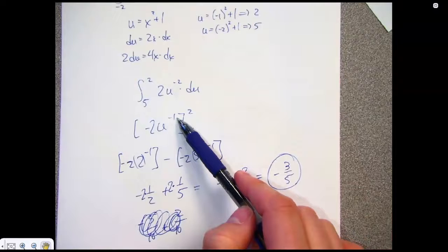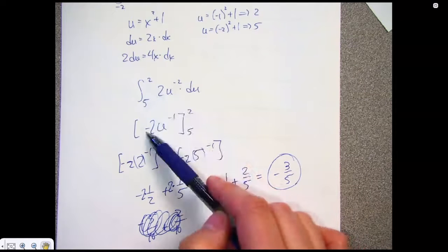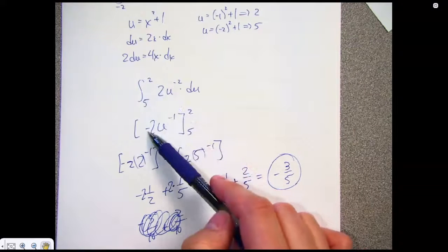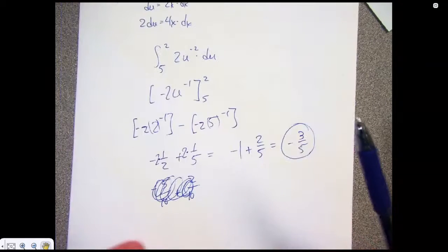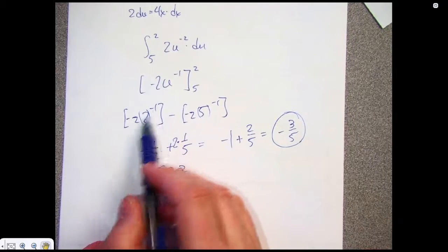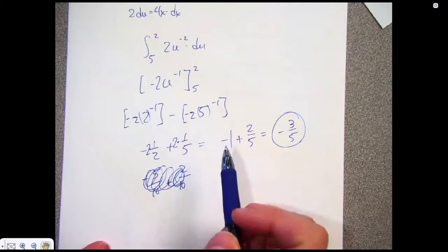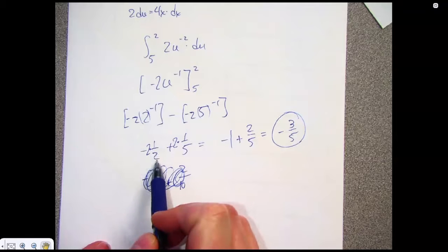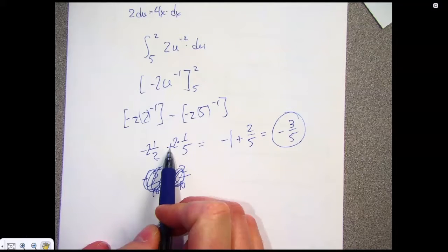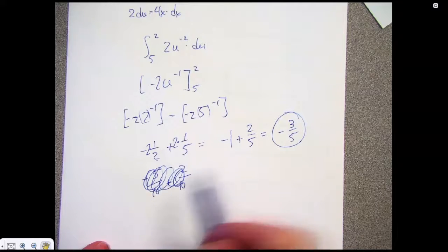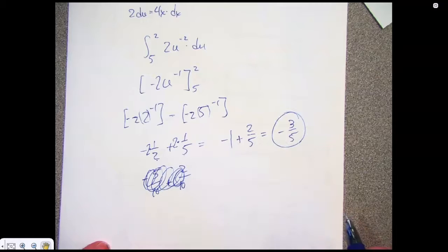So I add 1 to the power, multiply by the reciprocal of the new power. So 2 times the -1 gives me -2. I'm plugging in 2 and 5. And then I get -2 times 2 to the -1st, and -2 times 5 to the -1st. So it's -2 times 1/2. Minus negative, so plus 2 times 1/5. -1 plus 2/5, and -3/5.